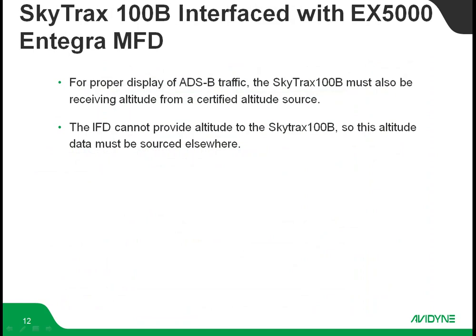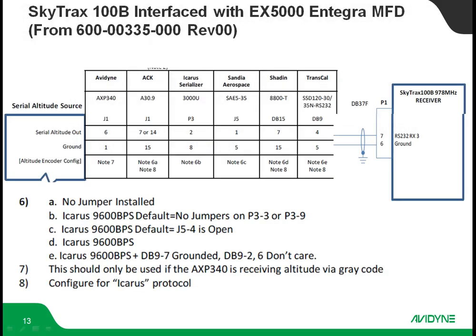The other thing to keep in mind on the SkyTrax 100Bs is not only do they need GPS position, but they also have to have altitude data coming in from a certified altitude source on board the aircraft. The IFD will not provide that information, so it has to be sourced elsewhere. But we have some options: AXP340, ACK 30.9, Icarus 3000U, Sandia, Shadin, Trans-Cal, etc. It needs to be RS-232. The SkyTrax 100B will not take gray code. So that's an important thing to remember.